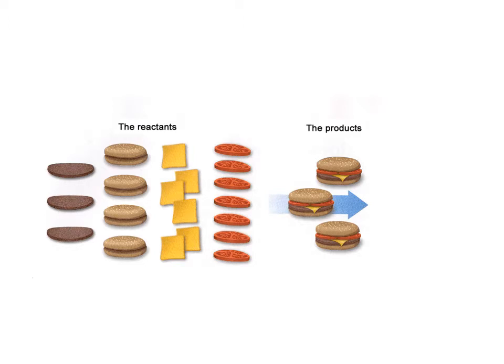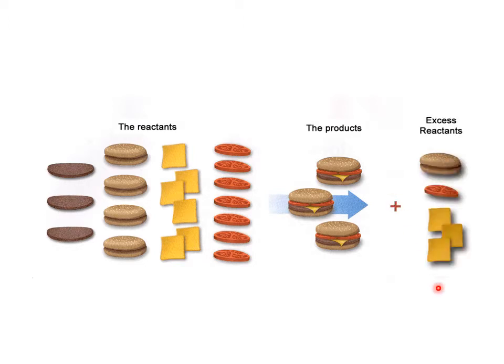So at the end of the reaction, that means we have these left over. These are in excess. We had more than enough of these to make burgers, but we were limited. The amount of burgers we could have made was controlled by the amount of meat we had. So that means this is our limiting reagent. So again, the limiting reagent controls the amount of product that is made. It produces the smallest amount of product.